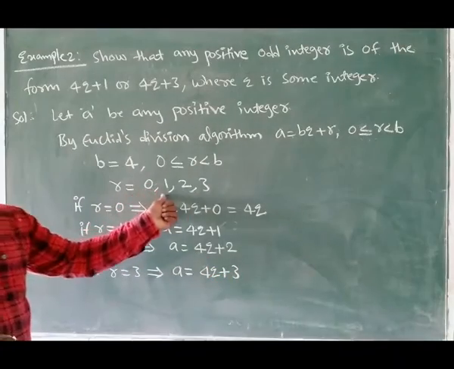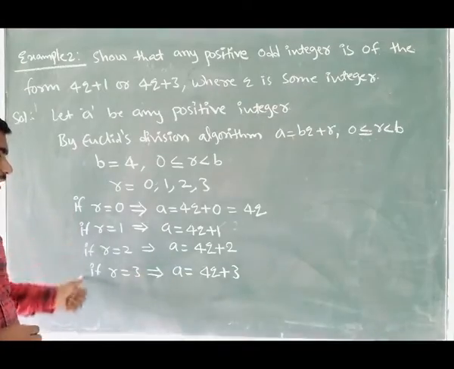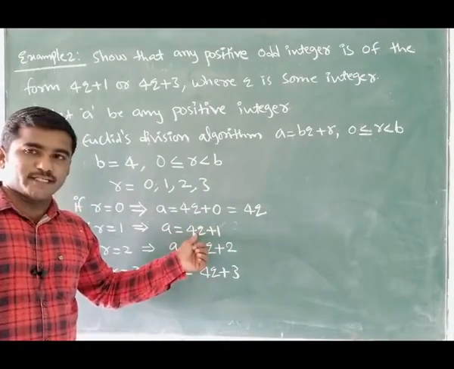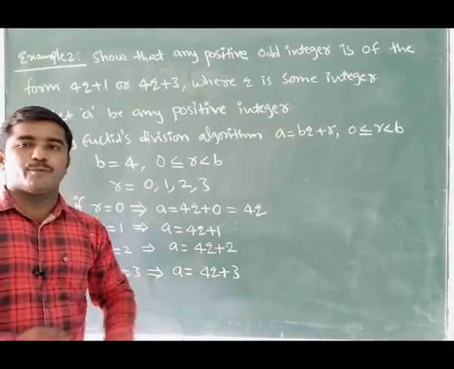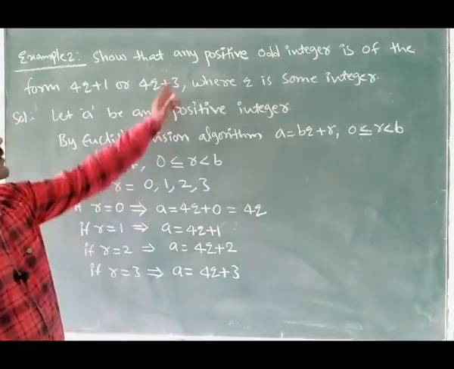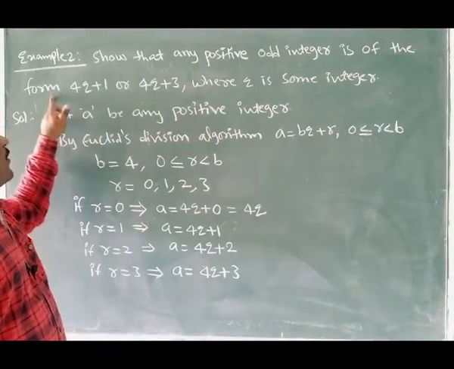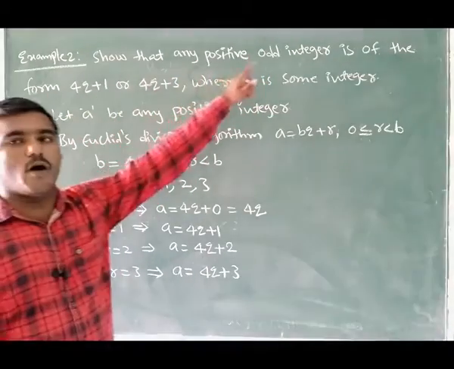R value is 0, 1, 2, 3. We have 4 cases. In 4 cases, what did we get? A value is 4Q, 4Q plus 1, 4Q plus 2, and 4Q plus 3. Now, what is the question? Show that any positive odd integer is of the form 4Q plus 1 or 4Q plus 3.